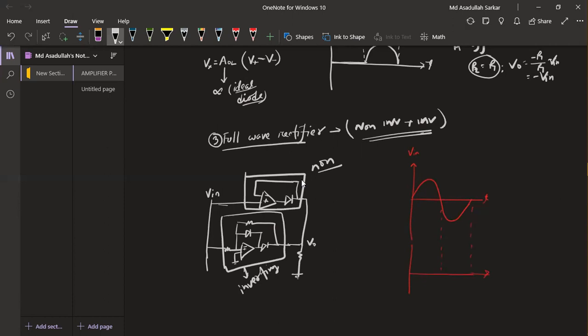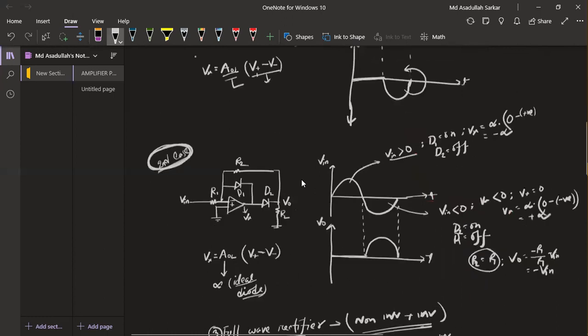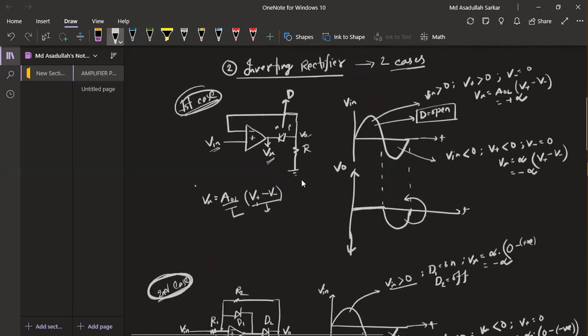So how does it happen? For a positive half cycle, the output voltage will be positive, and this is obviously from the non-inverting rectifier. And for the negative half cycle, the output voltage will also be positive, from the inverting rectifier. So this is the result of the full wave rectifier using an op-amp. It is not so difficult to find the output, rather we need to understand these two circuits. So thank you everyone for connecting with me.